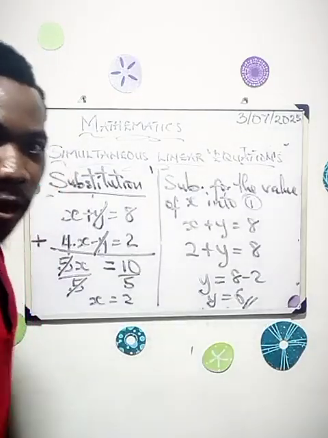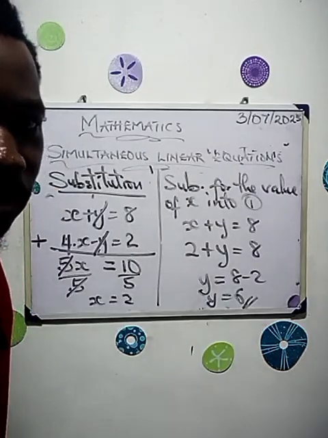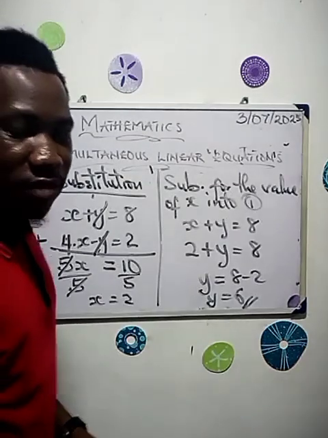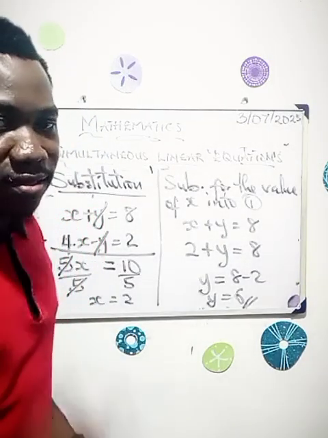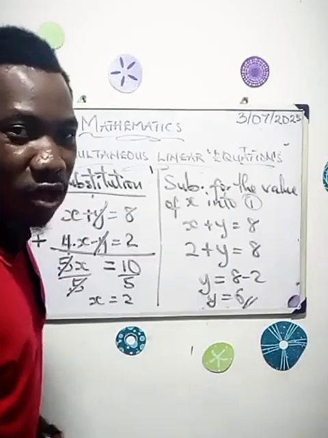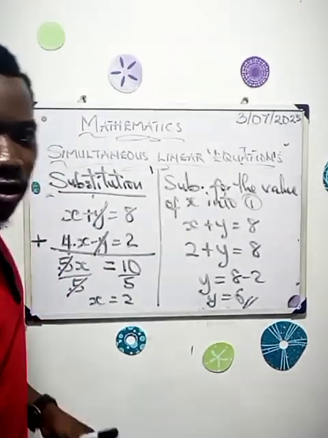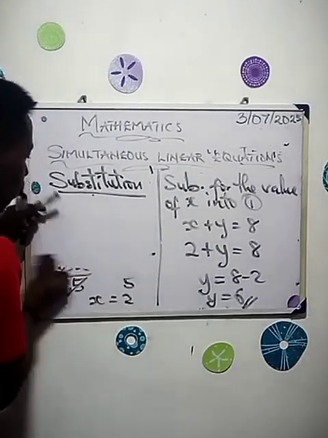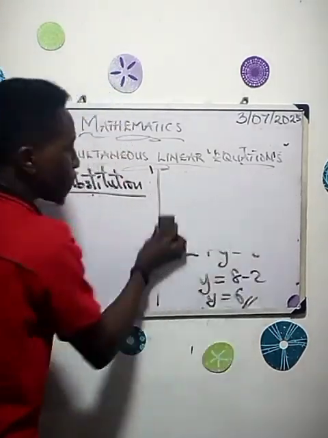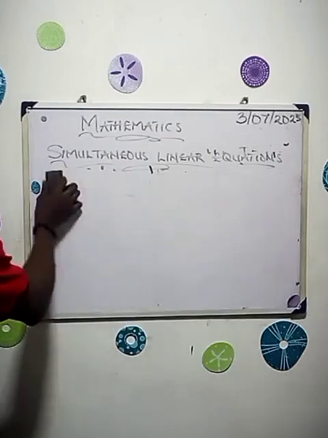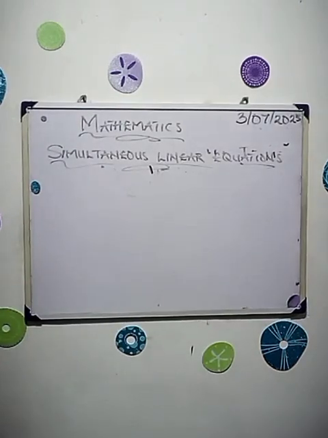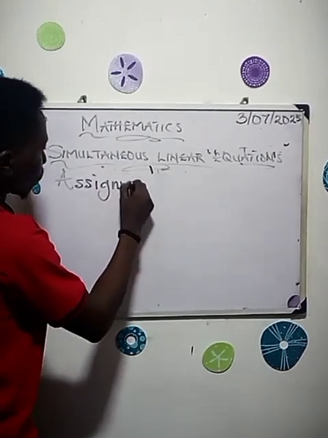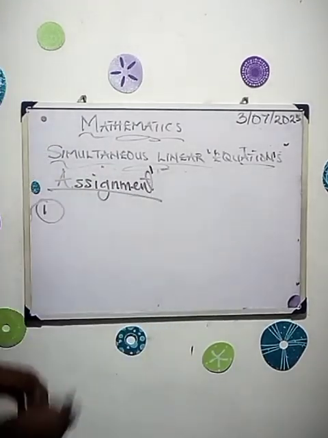Good. Alright, so that is it for simultaneous linear equations. There are some simultaneous equations that involve quadratics. So I'm not going to talk about that just yet until I teach quadratic equations. So I'm going to give an assignment for now. Assignment. Assignment number 1.